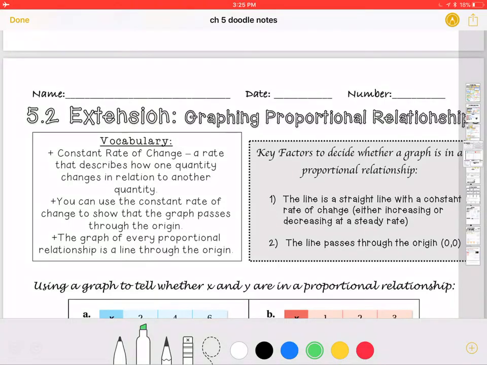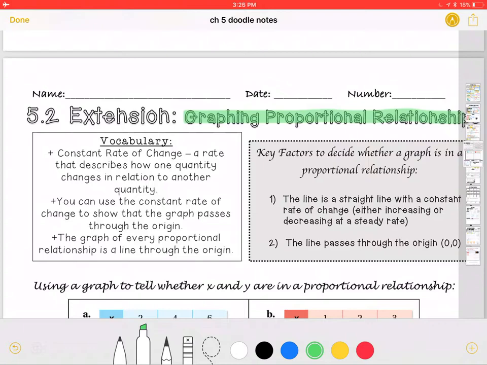Lesson 2 has an extension. We're going to talk about what happens when we graph proportional relationships. So we just talked about proportions. Remember, for something to be proportional, it's equal. So what happens when we're graphing and they're in a relationship? How to tell? What are those key factors?